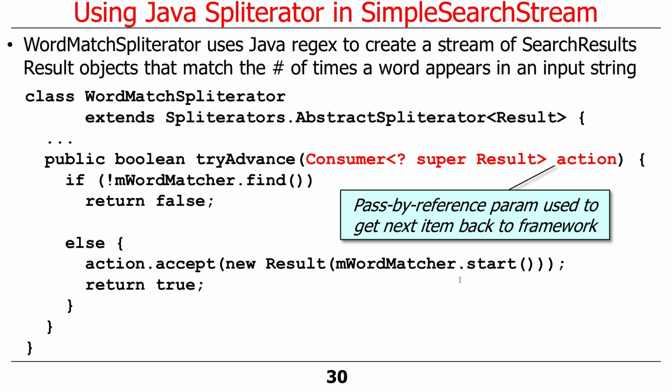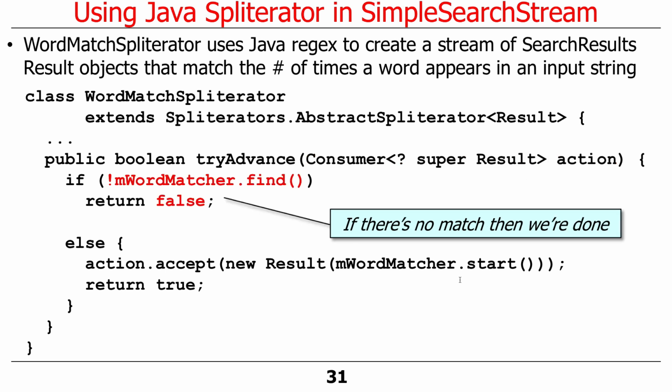Remember we talked about Consumer before? The Consumer is going to be used to pass back a match if there is one. You'll see how it gets applied in a second. So this is basically used as a pass-by-reference parameter to get the next item back to the streams framework if there is a next item. How do we know if there's a next item? The first thing we do is we say, hey, word matcher, find me the next match of the regular expression you were given in the input string you were connected to. If there is no such match, that means we're done, right?